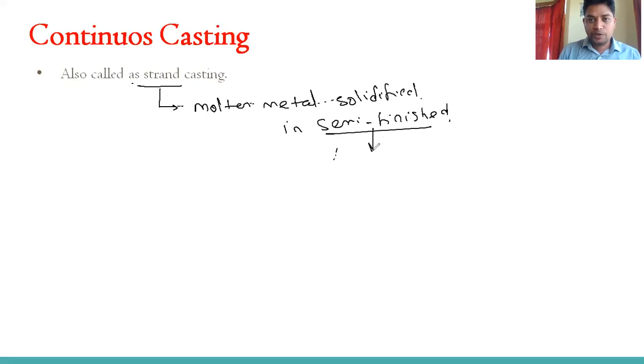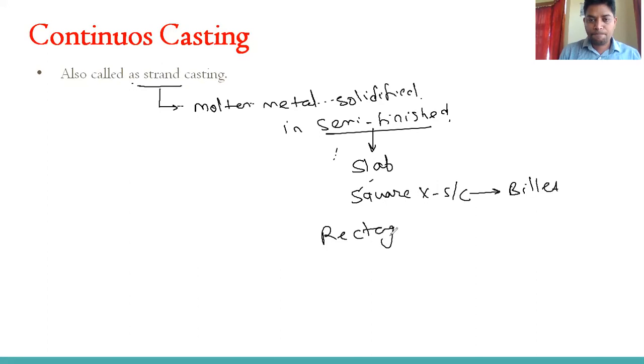Now these semi-finished products are either a slab or a square cross section. We also call the square section a billet, and the rectangular cross section we also call a bloom. Now these are basically the semi-finished products.